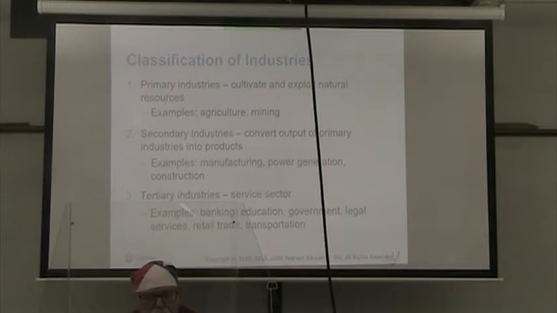Within this, we think of industries in terms of classification. We have primary industries where we are cultivating and exploiting natural resources. So that would be agriculture, mining, silviculture, the growing of trees, or managing a forest, as it were. Secondary industries convert the output of primary industries into products. So that would be manufacturing, power generation, construction. And tertiary industries would be services. Banking, education, government, legal services, retail, trade, transportation.